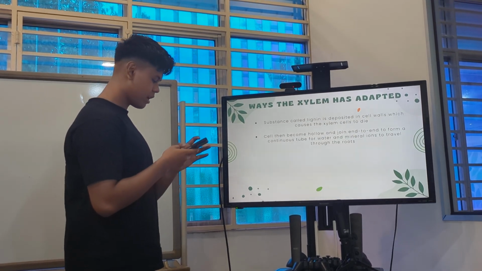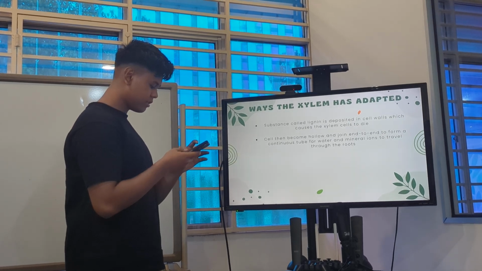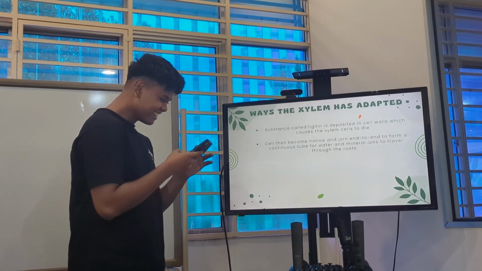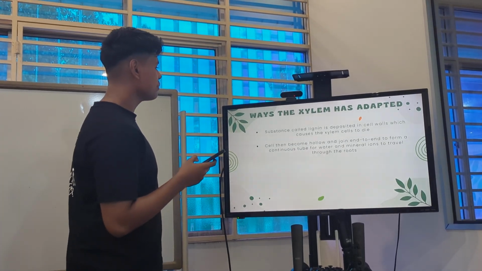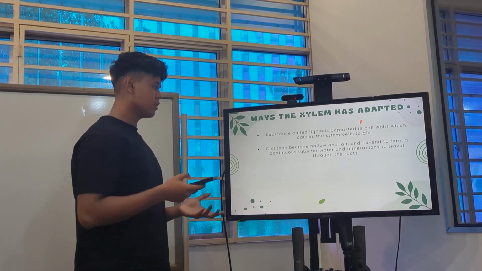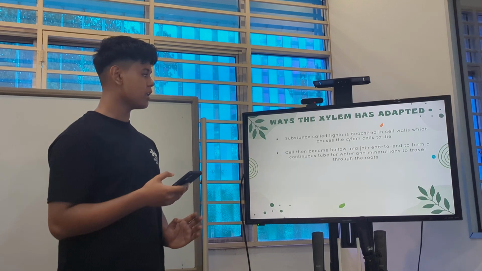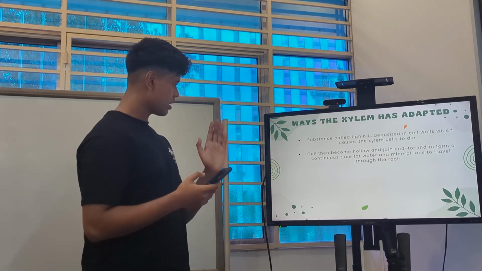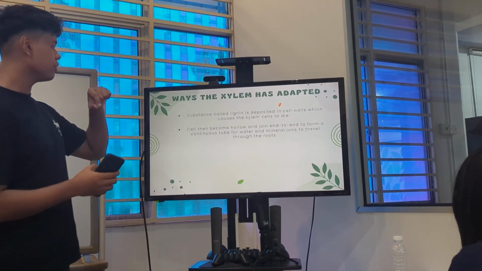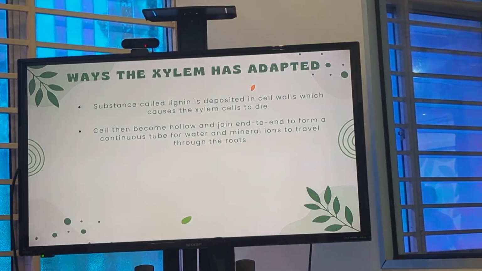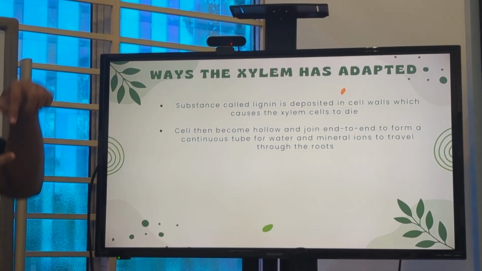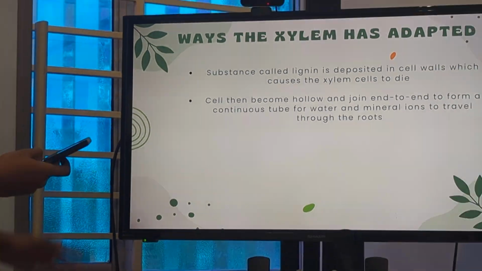Okay, ways the xylem has adapted. So the xylem has a substance called lignin, which is deposited in the cell walls, which causes the xylem cells to die. Why does lignin cause the xylem cells to die? It is so that the xylem cell is empty and hollow. So then it becomes hollow and joined end to end to form a continuous tube for water and mineral ions to travel through the root. So kind of like a straw, I guess. When you're sucking through a straw, it's a continuous tube end to end. So yeah, next.